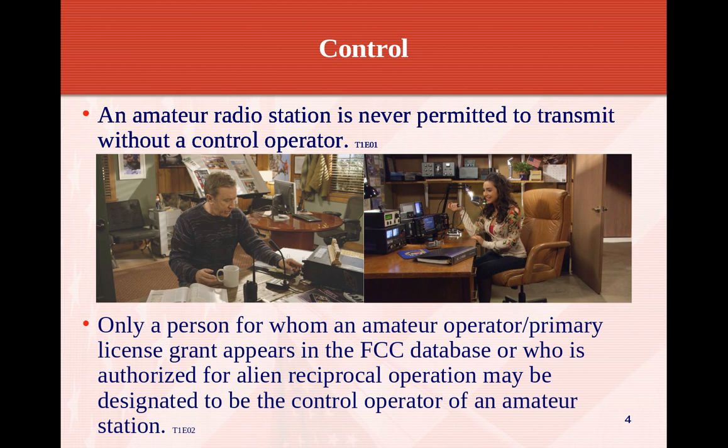Only a person for whom an amateur operator primary license grant appears in the FCC database, or who is authorized for an alien reciprocal operator, may be designated to be the control operator for an amateur station. Basically means that if you're in the FCC database, or if you're visiting from a country that's in a reciprocal license, you got to be the control operator for your station.